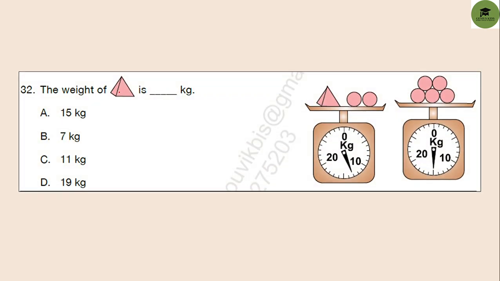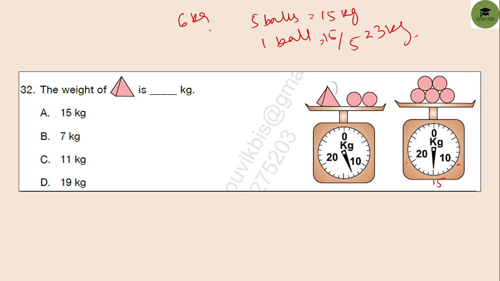Next one, the weight of this is dash kg. This figure is how many kg is one. So if you see 1, 2, 3, 4, 5, 5 balls is 10, it is 20, so this is 15. So 5 balls weigh 15 kg. What is the weight of one ball? That is 15 divided by 5, that is 3 kg. Now there are 2 balls, so 2 balls means 6 kg.